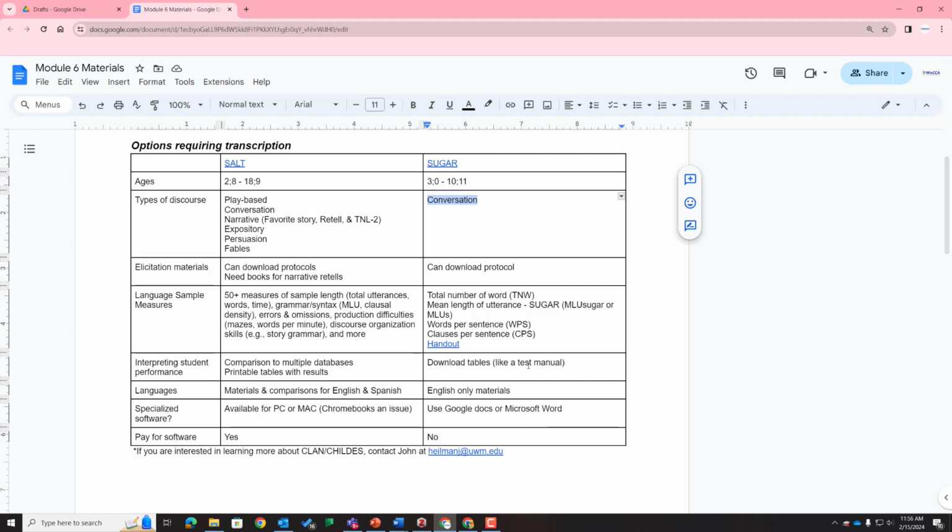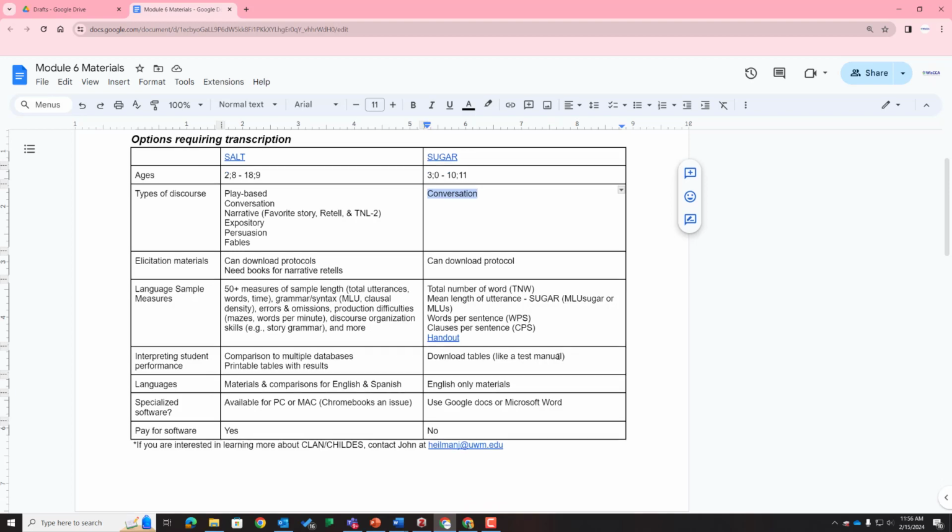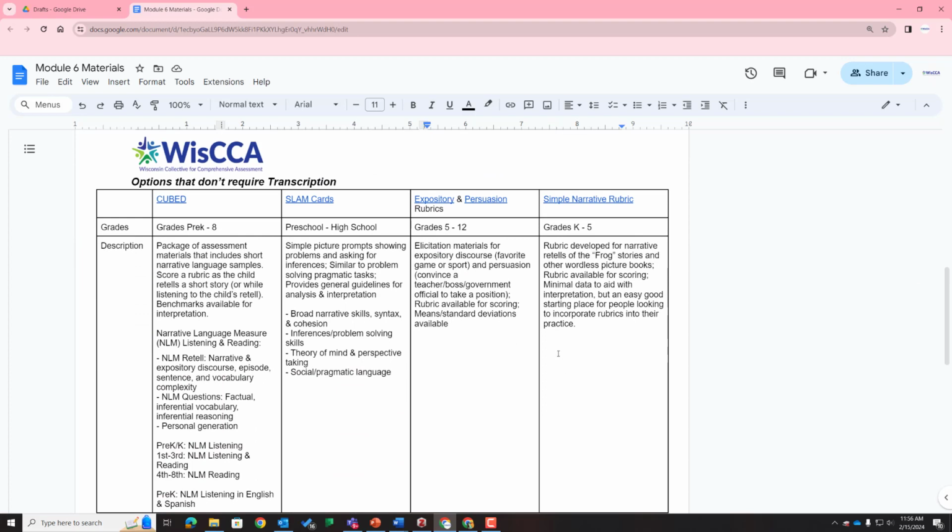So I would say, if you're really interested in transcription, upping your transcription game, you're mainly interested in something like MLU, mean length of utterance, and you're mainly interested in early childhood, preschool, early elementary, then SUGAR may be a good fit for you. So those are the two transcription options.